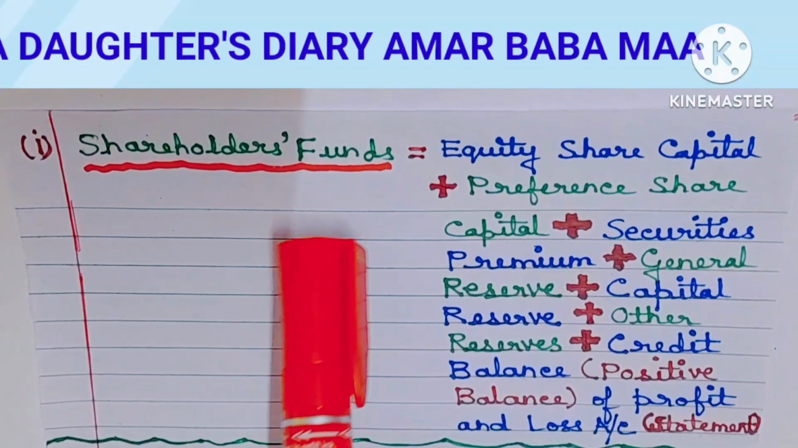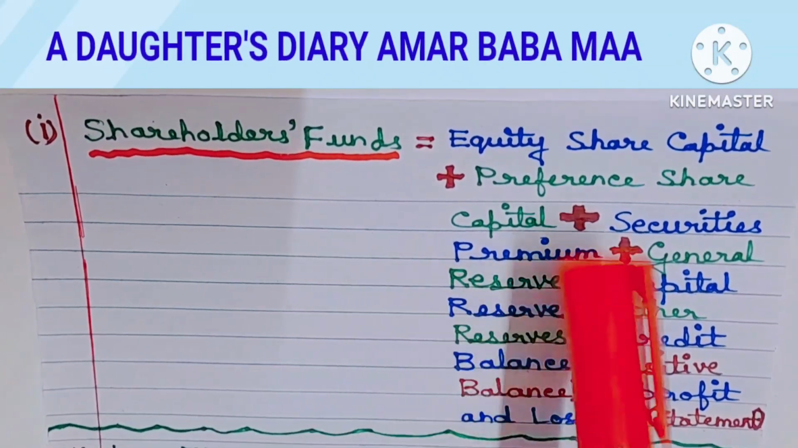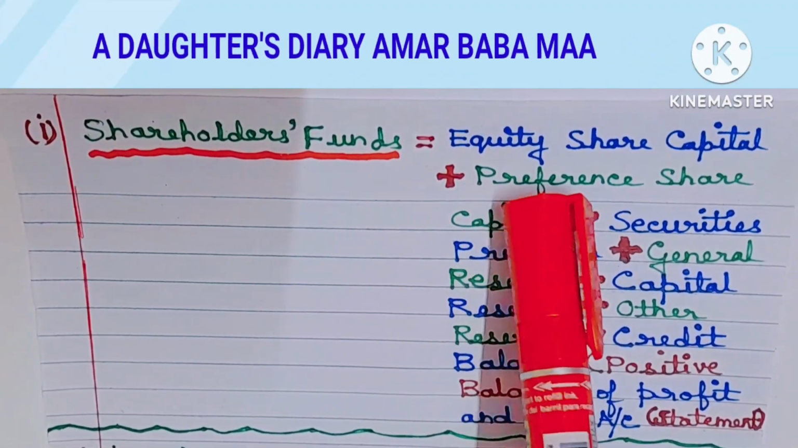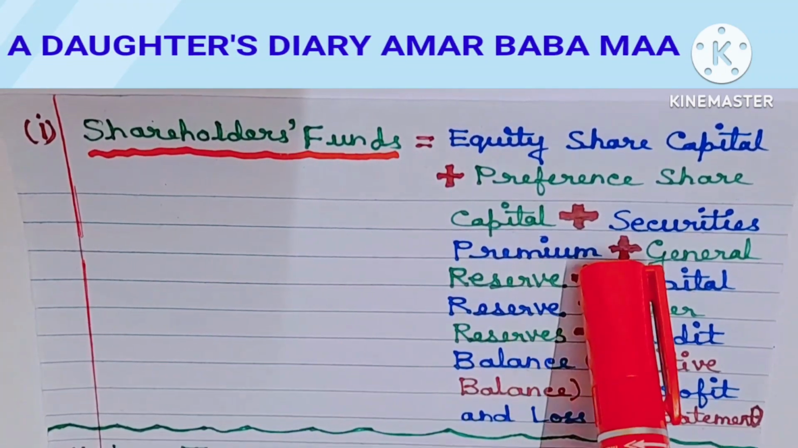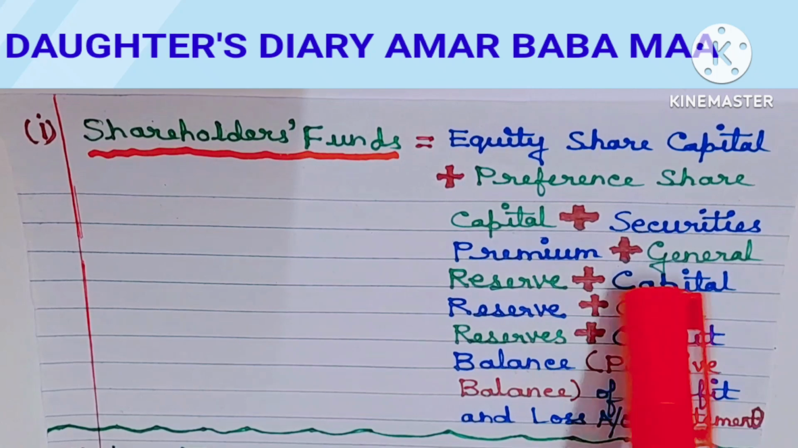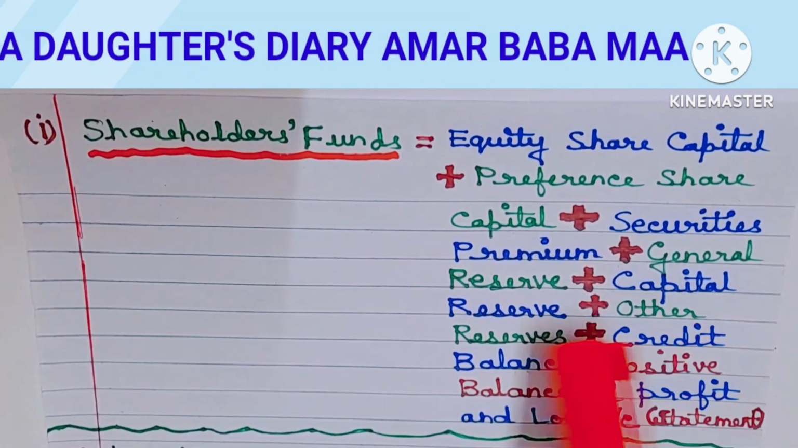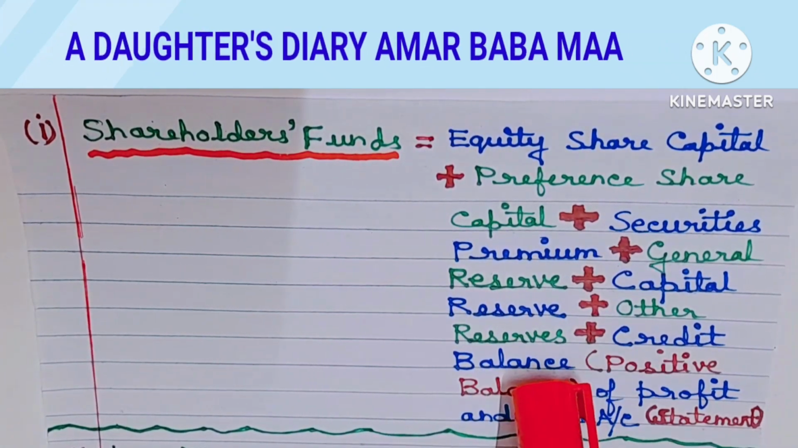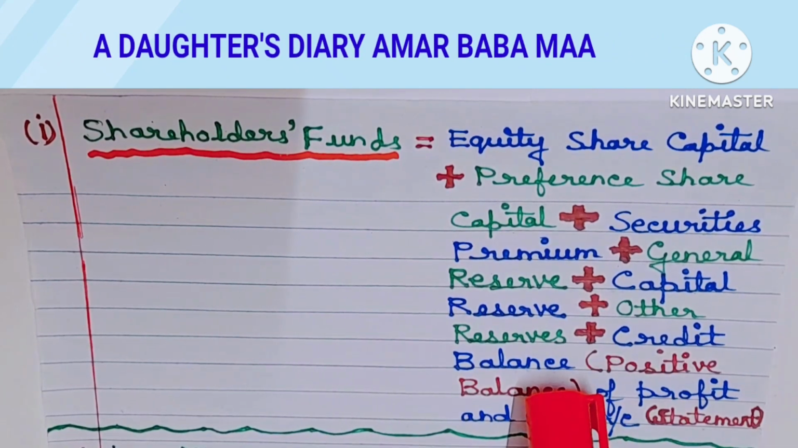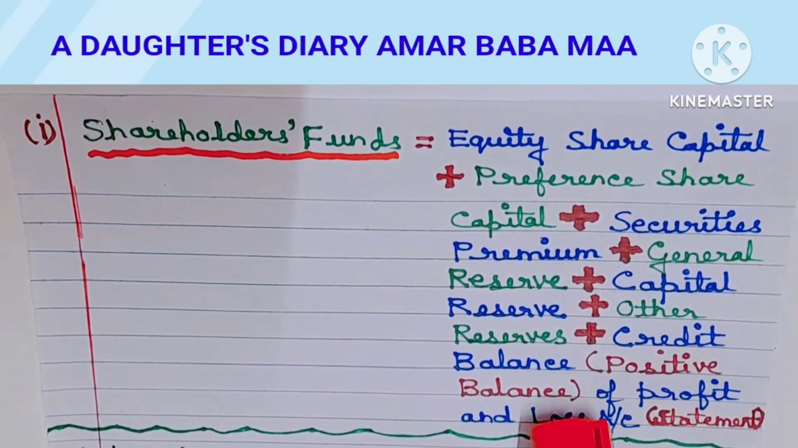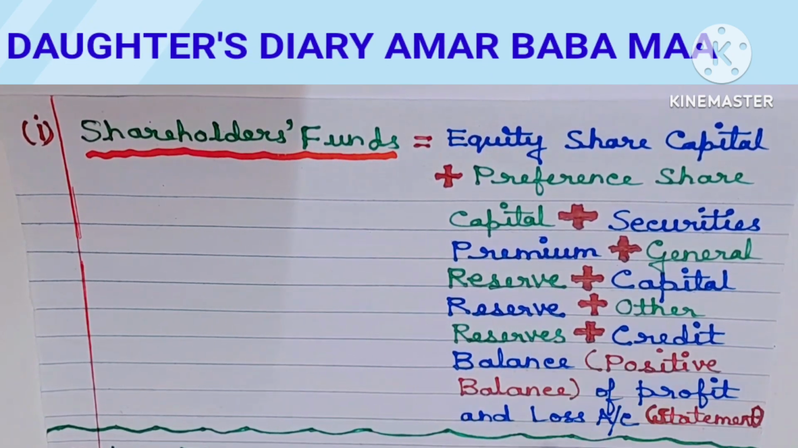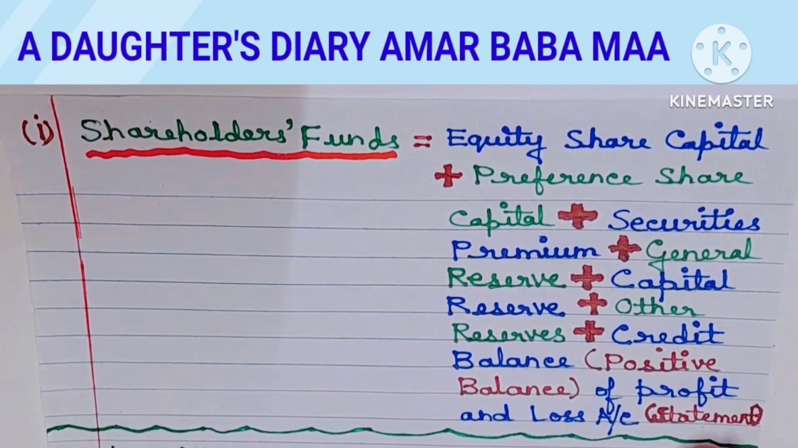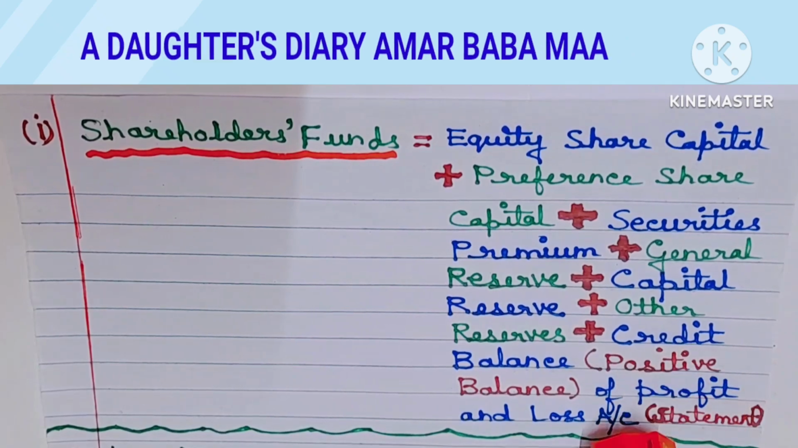Shareholders' funds is equal to equity share capital plus preference share capital plus securities premium plus general reserve plus capital reserve plus other reserves plus credit balance, that is positive balance of profit and loss account, or credit balance of profit and loss statement, that is profit for the year.